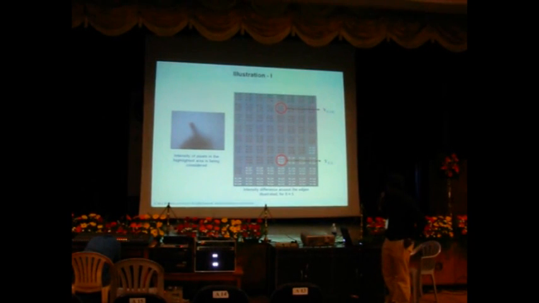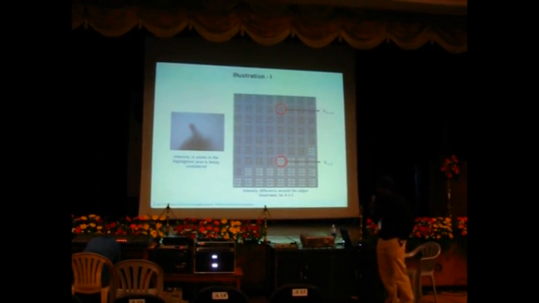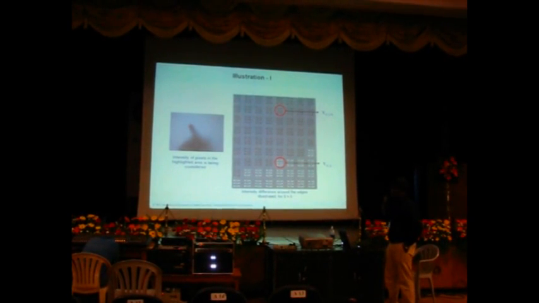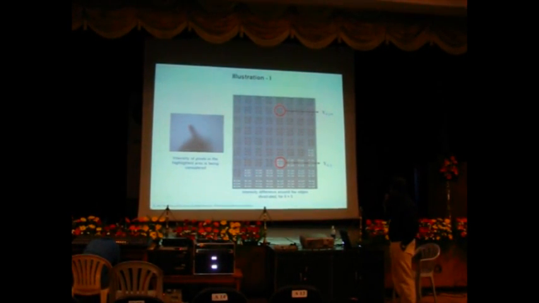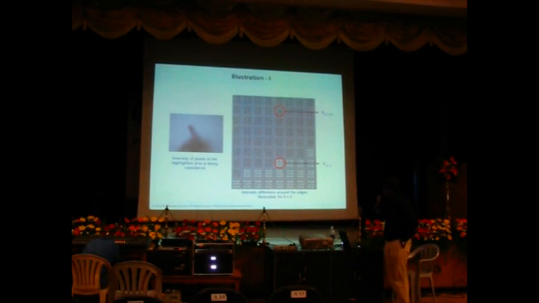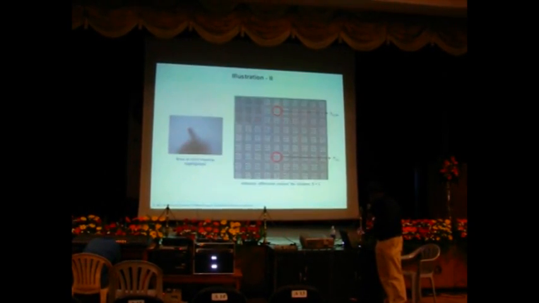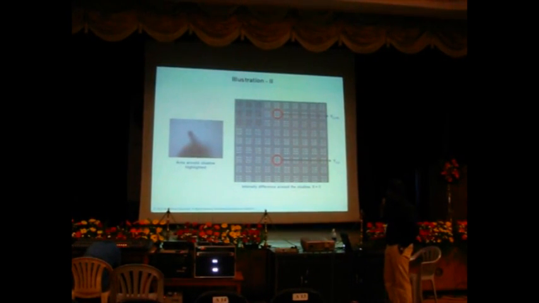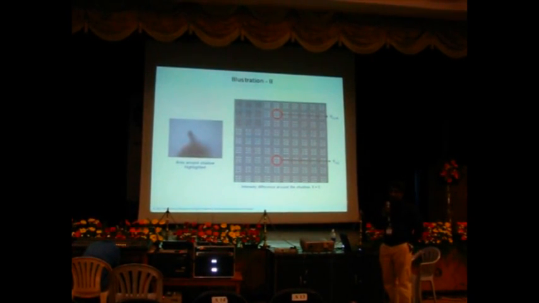This is a portion of the edge of the finger that is zoomed, and as you can see, there is a large difference around the edges, which has been highlighted here. But when the shadow is zoomed, as you can see, there is not much change. There is a gradual change in the pixel intensity.